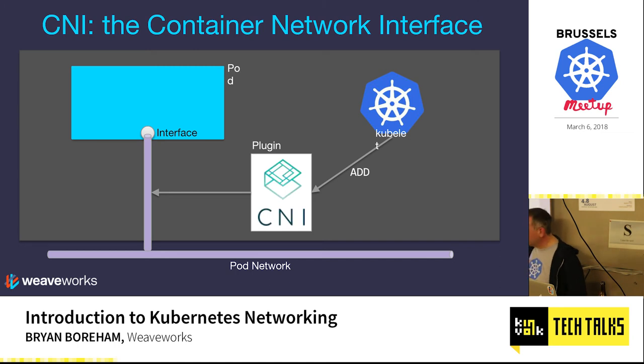CNI. So CNI is an API for writing plugins so that Kubernetes does not need to know how your network works. If you have a network technology that is special in some way, all you need to do is write the plugin. Kubelet calls the plugin. It sends it very simple commands like add and del, and the plugin wires up the pod to the network. That's the purpose and meaning of CNI.